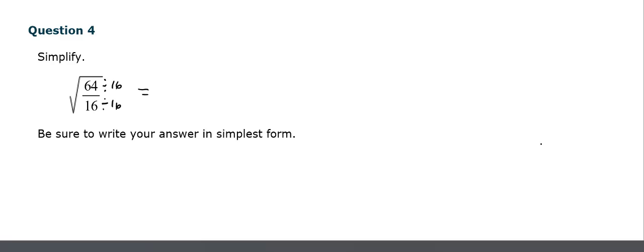So 64 divided by 16 is 4. So that's still underneath the radical sign. And 16 divided by 16, of course, is 1. And that's still underneath the radical sign. Now we simplify. The square root of 4 is 2. And the square root of 1 is 1. And remember, anything over 1 is the value, in this case, 2.